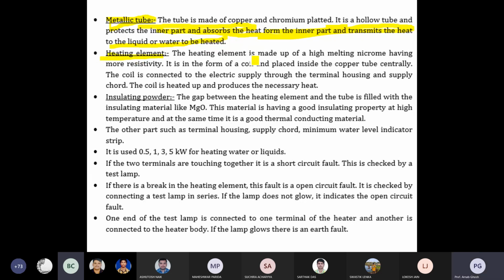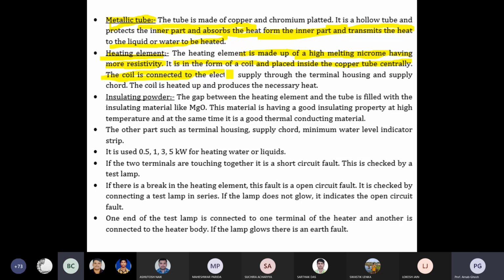Heating elements. The heating element is made up of high melting nichrome, having more resistivity. It is in the form of a coil and placed inside the copper tube centrally. So the heating element means you are making coils that will be inside that hollow tube. You place it there and give a potential across those coils, making them heat.